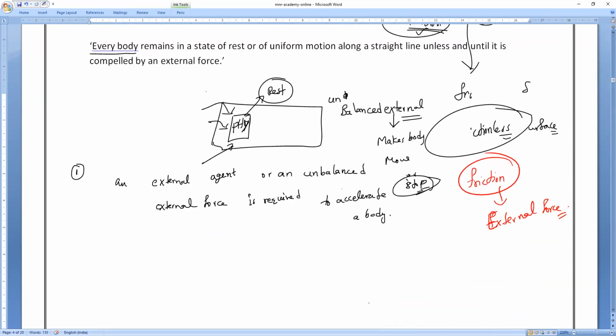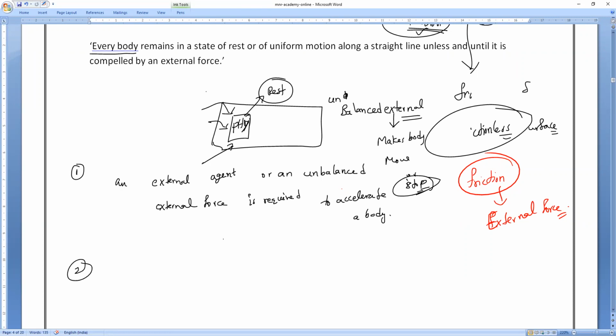Next, one more conclusion you can make. Anybody can tell? If there is no external force, then what will happen? Sir, it will continue in motion or in rest. Yes, they will continue their state of motion or continue their state of rest. Am I right or wrong? All of you? Yes, sir.